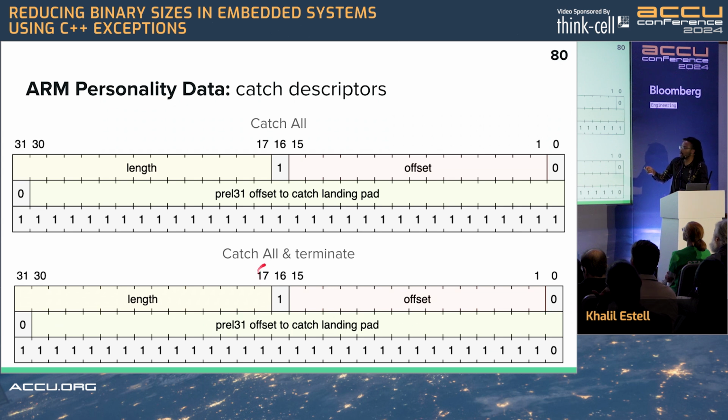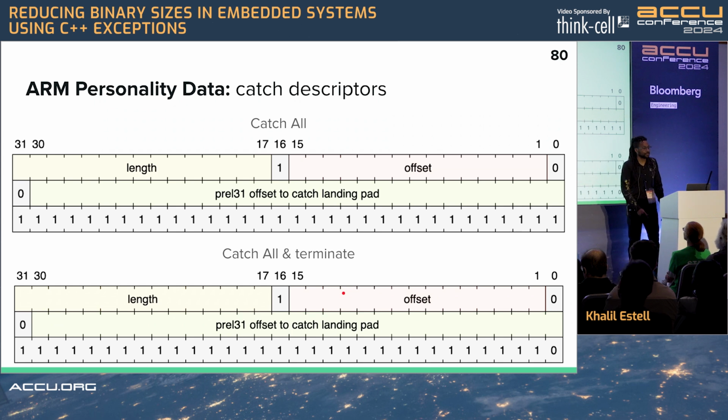But this one's called catch all and terminate. I have never observed this in real code. I don't even know what this means, but it's in the ABI, so I wanted to show you this.